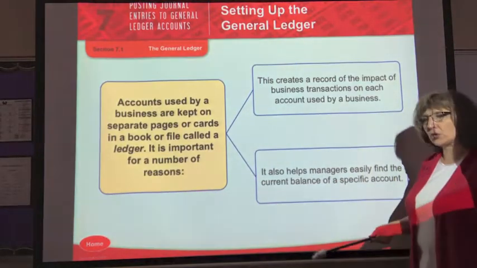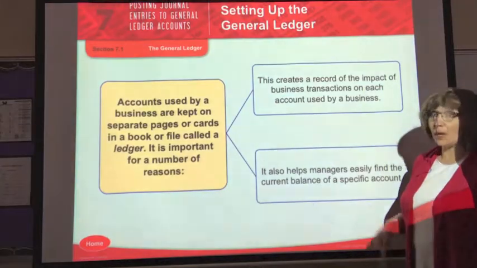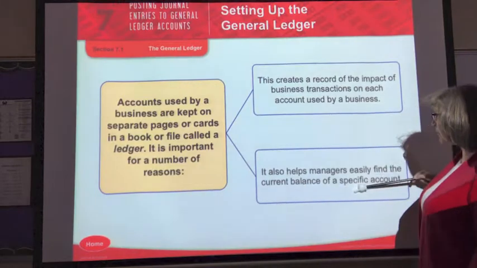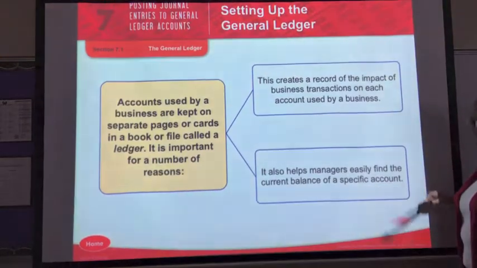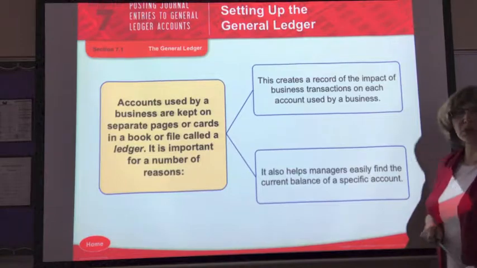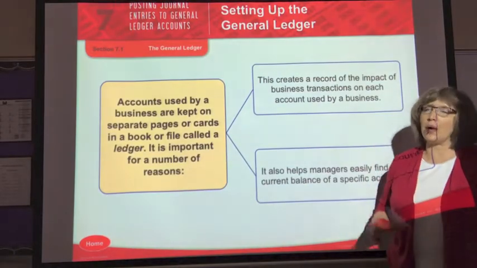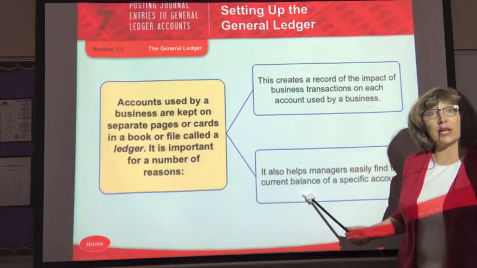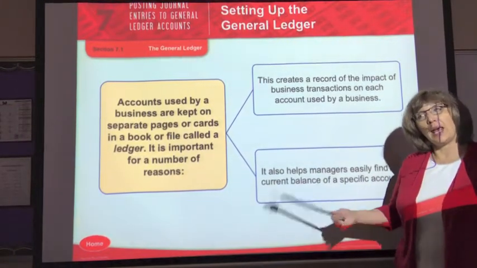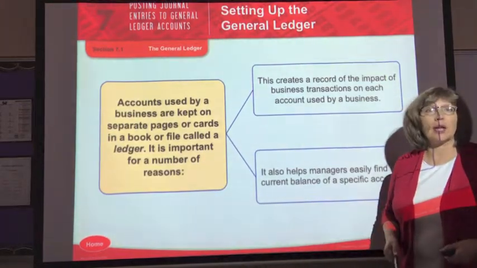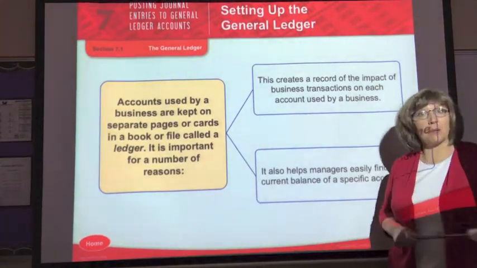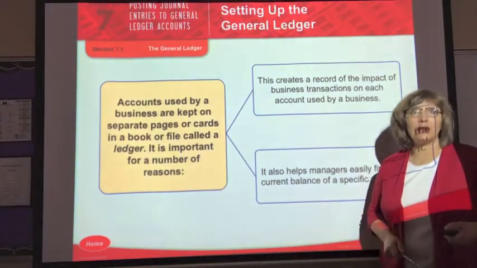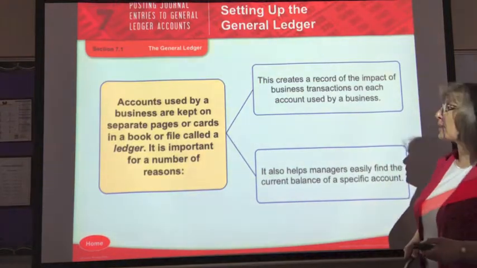So every time a transaction occurs, we now know, is our cash going up or is it going down? Do we owe more to that business or do we owe less? And it also helps managers easily find the current balance of a specific account. If I have a customer that owes me money, they might call me up and say, well, how much do I owe? And I can easily go to my general ledger, look up the accounts receivable account for that person or that business, and say, hey, you owe me $600. And at that point, they can say, well, okay, I'll pay 300 of that now, or I'll pay all of it, or I'll make note of that so that I can save the money to pay you at the end of the month.